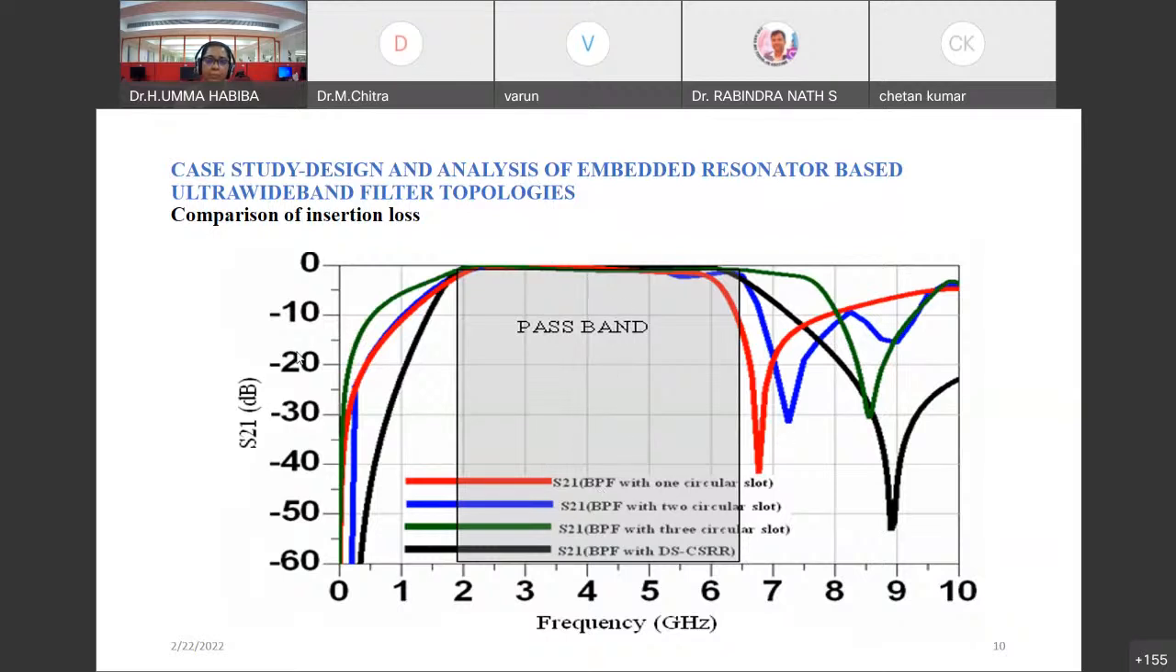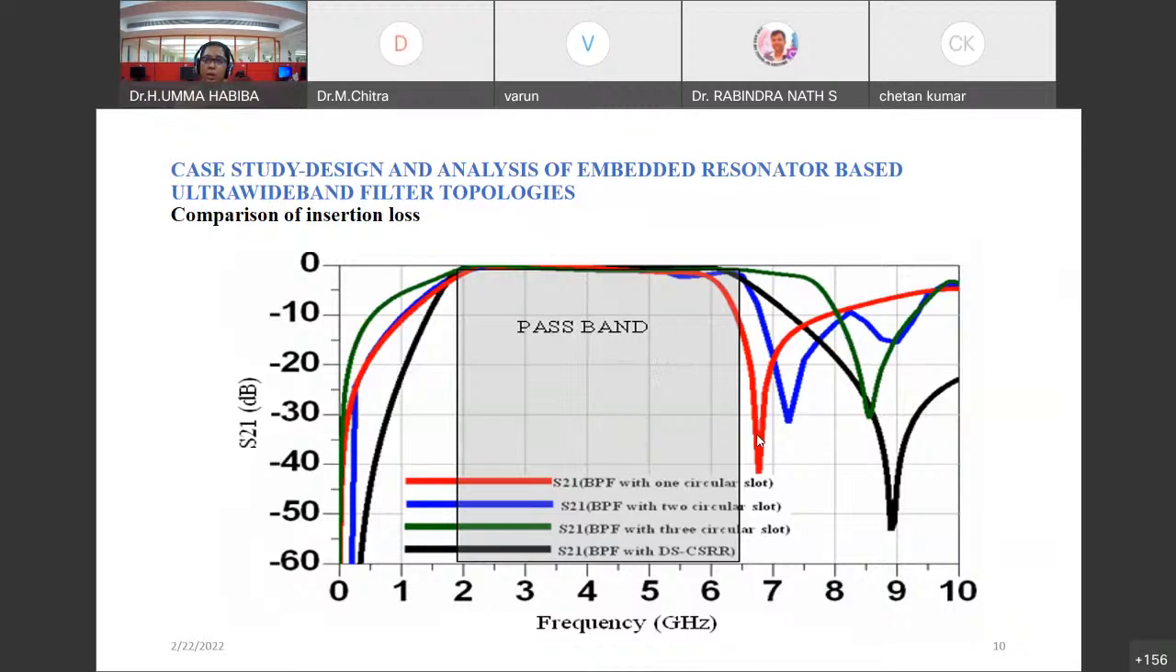When I compare the simulated results of all four of these bandpass filter structures, I have simulated and compared all the results. So from the results, it is very clear how the performance of each and every filter topology varies. See here, the red one is with one circular slot.